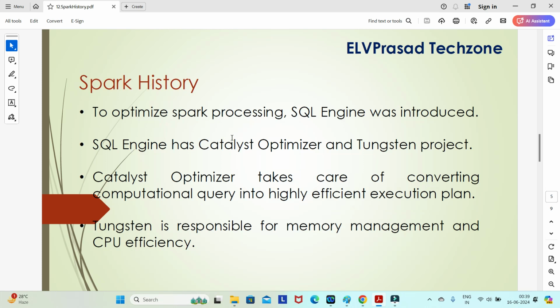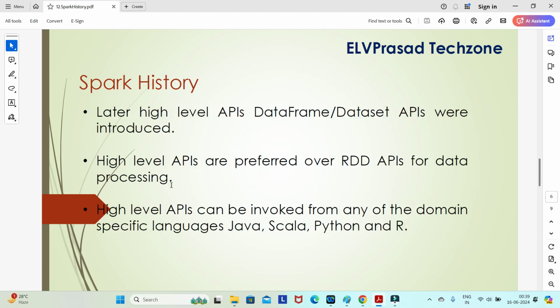To optimize processing, the Spark SQL engine was introduced, which has the Catalyst optimizer as well as the Tungsten project. The Catalyst optimizer takes care of converting a computational query into a highly efficient execution plan. The Tungsten project is responsible for memory management as well as CPU efficiency.